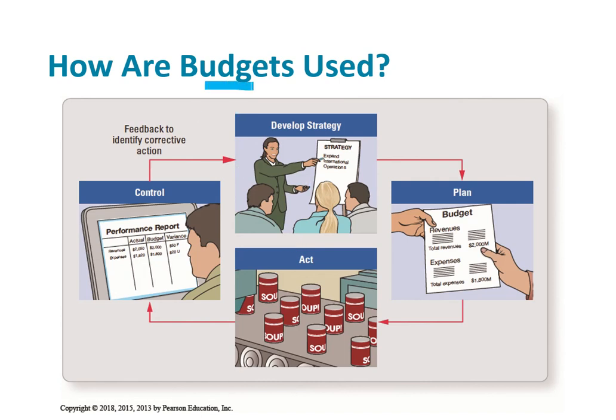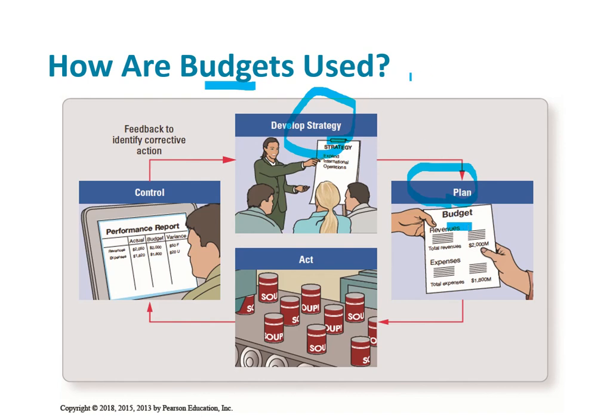So, how are budgets used? Well, basically, they develop strategy. That's the beginning of it. You have to have a starting place. And so they begin strategy, and typically upper management will develop that strategy. And that strategy then becomes a plan called a budget.